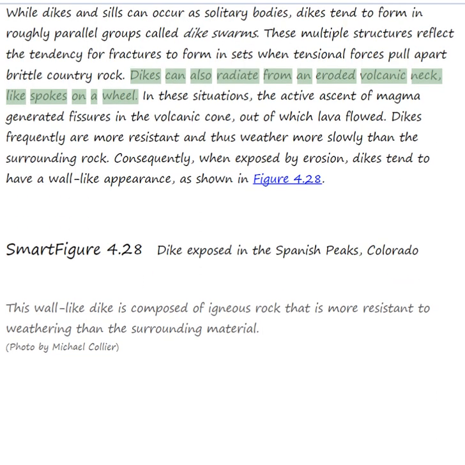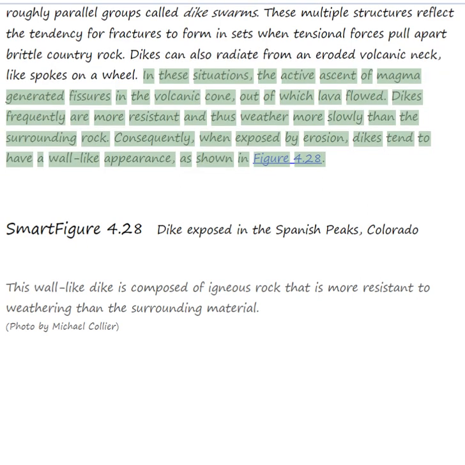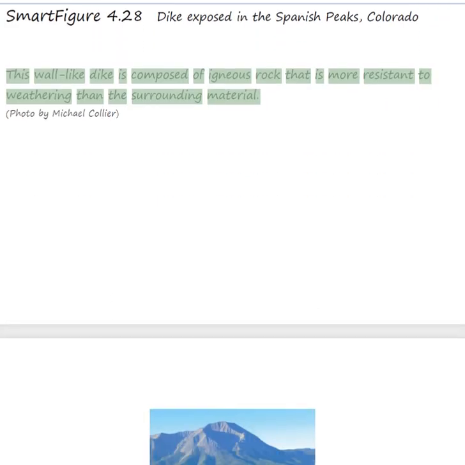Dikes can also radiate from an eroded volcanic neck, like spokes on a wheel. In these situations, the active ascent of magma generated fissures in the volcanic cone, out of which lava flowed. Dikes frequently are more resistant and thus weather more slowly than the surrounding rock. Consequently, when exposed by erosion, dikes tend to have a wall-like appearance, as shown in Figure 4.28. This wall-like dike is composed of igneous rock that is more resistant to weathering than the surrounding material.